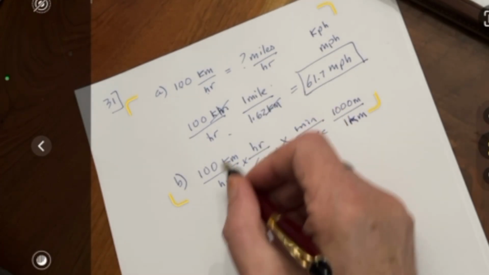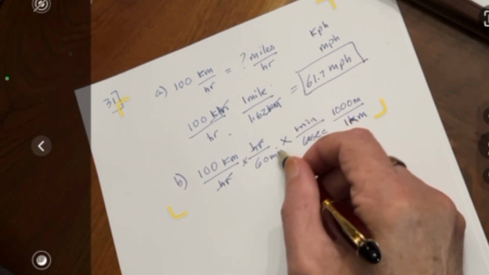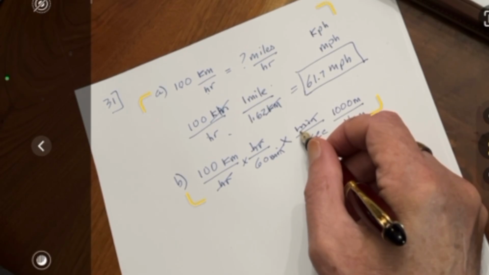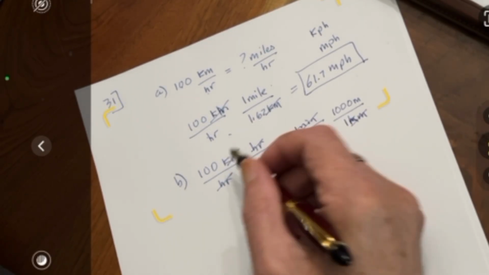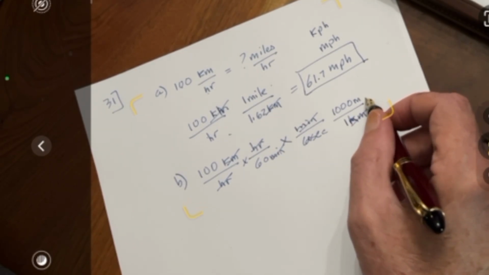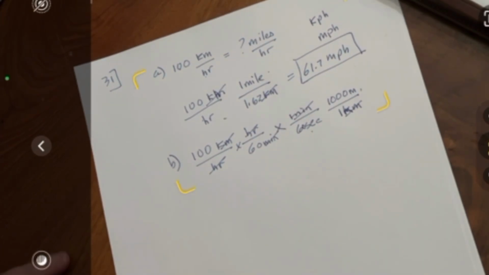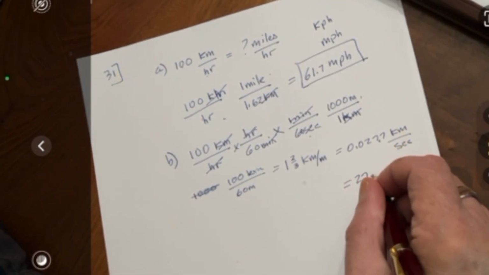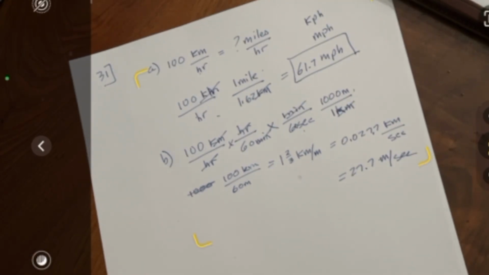Okay, so what happens here? Hours cancel, minutes cancel, kilometers cancel, and what do we end up with? We end up with meters per second. So let's go ahead and do the math real quick. 27.7 meters per second. And there we go.